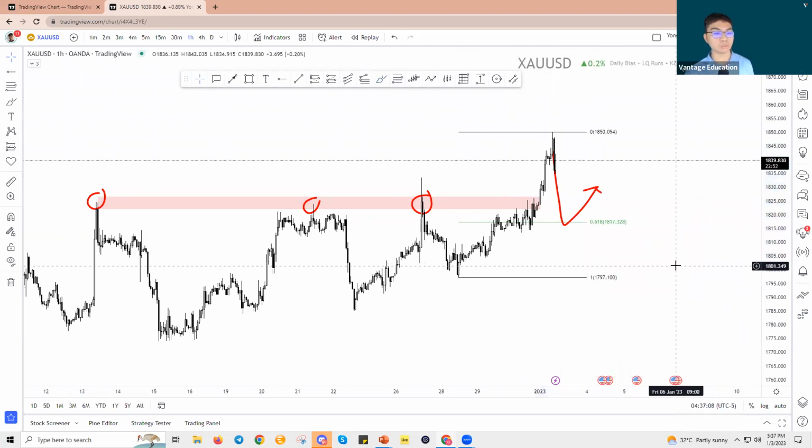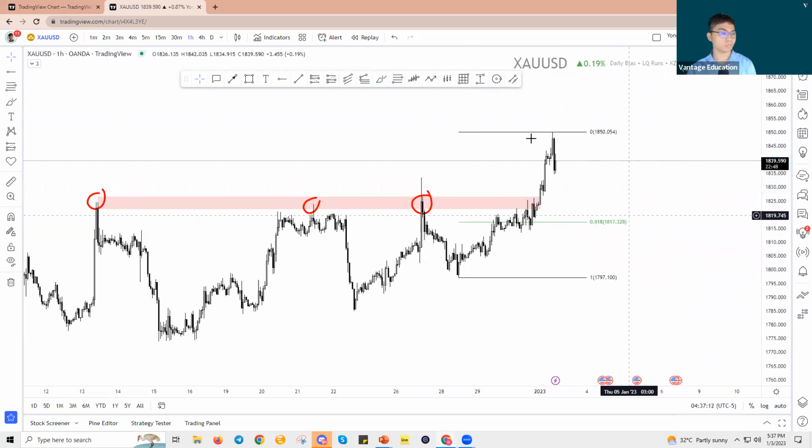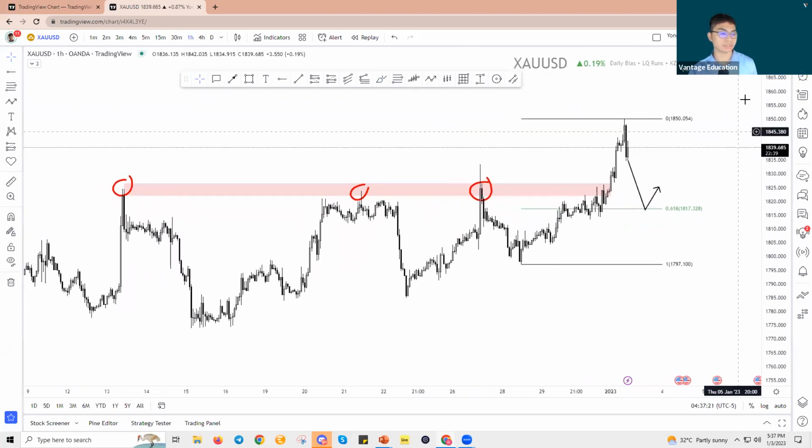So the area is the 1817 area. So this could be a potential buy entry. I'll just screenshot this and then send it to the chat.